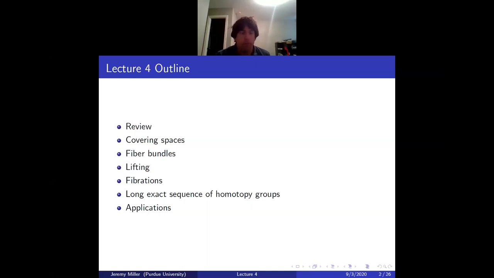And then a fibration is a generalization of a fiber bundle, which is a generalization of a covering space. So we'll review what those are. Then we'll talk about lifting properties for covering spaces and fiber bundles, and that will give us the definition of a fibration. And then we'll talk about the long exact sequence of homotopy groups, and then we'll talk about applications.